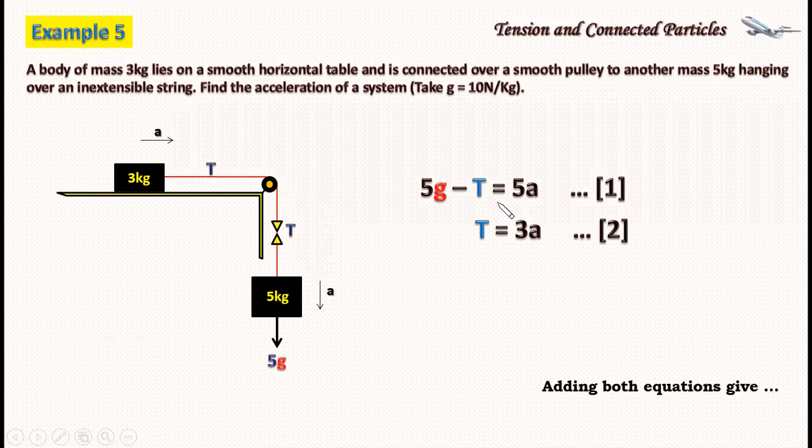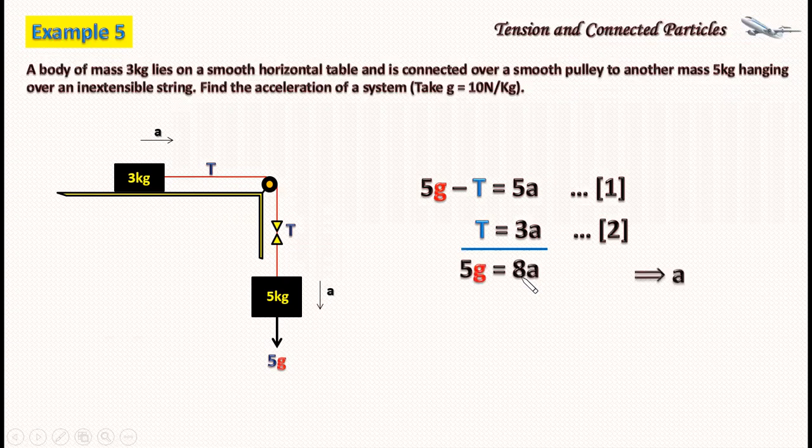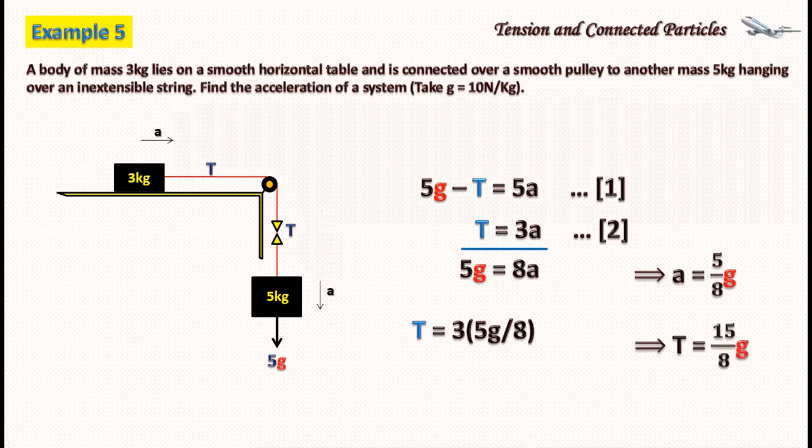From here, if we add the two equations, we are going to have 5g equal to 8a, and that will give us the acceleration of the system to be equal to 5 on 8 g, where g is 10. Hence, we can find the tension by substituting this acceleration into equation 2, and the tension will be equal to 15 on 8 g. G here is equal to 10. So in the exam, you simplify by putting the value of 10 here, and then you continue. Otherwise, if not given, you leave your answer in terms of g.